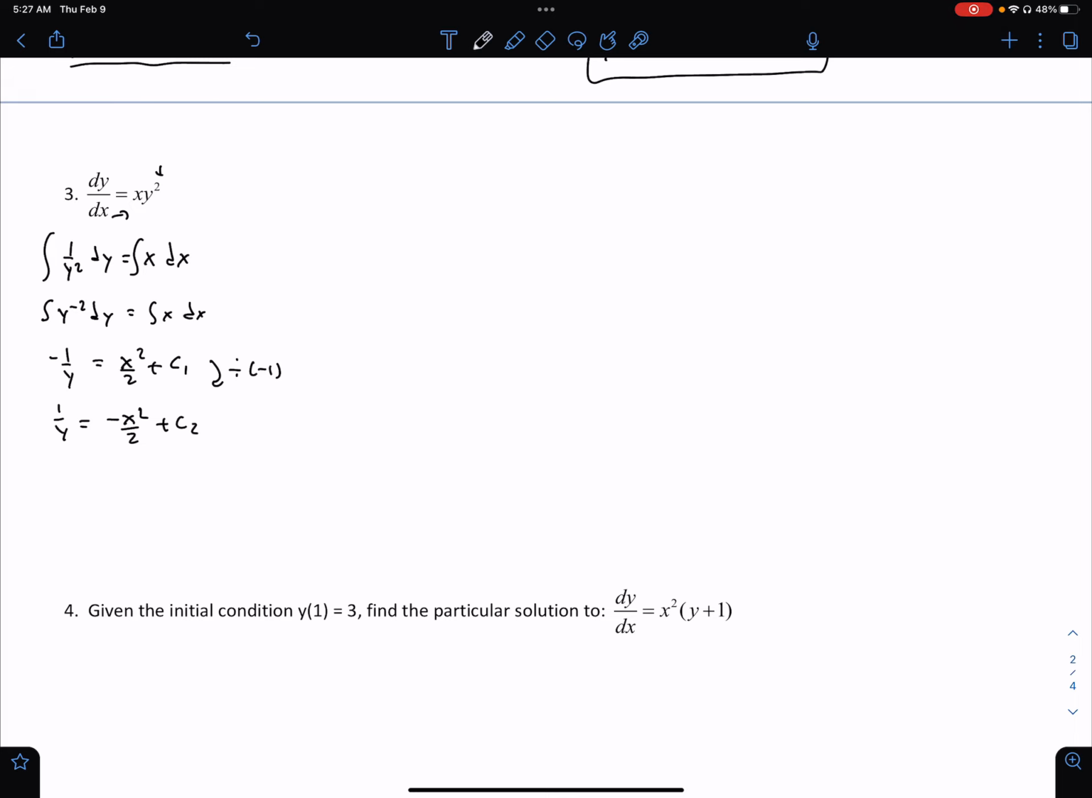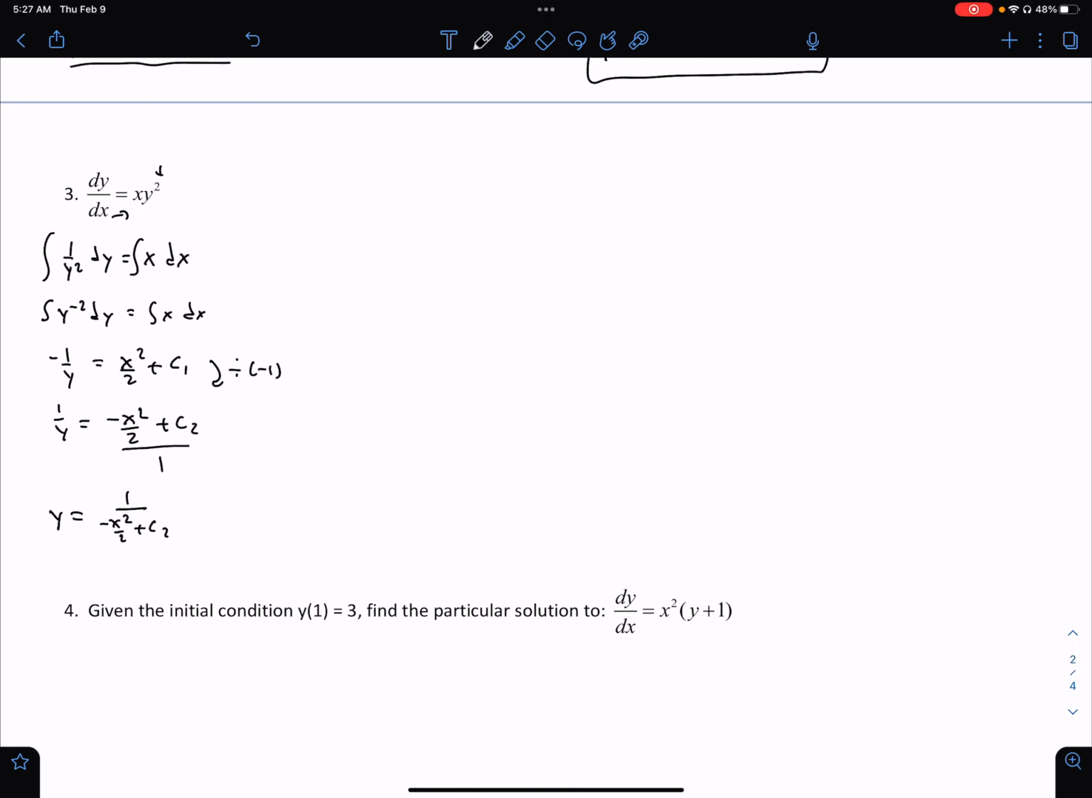Now, here's the tricky part. We have to solve for y. So there's two ways we can do this. Option one is I can just flip it. But if I flip it, I have to put a 1 underneath all of this. And that's going to give me y equals 1 over negative x squared over 2 plus c2.